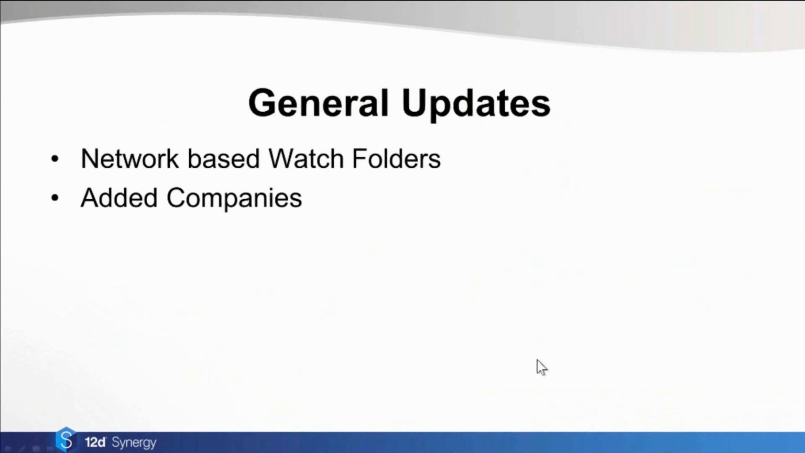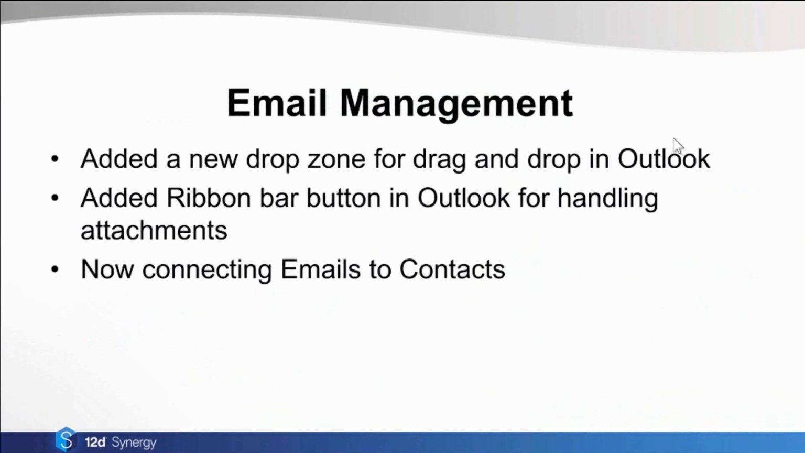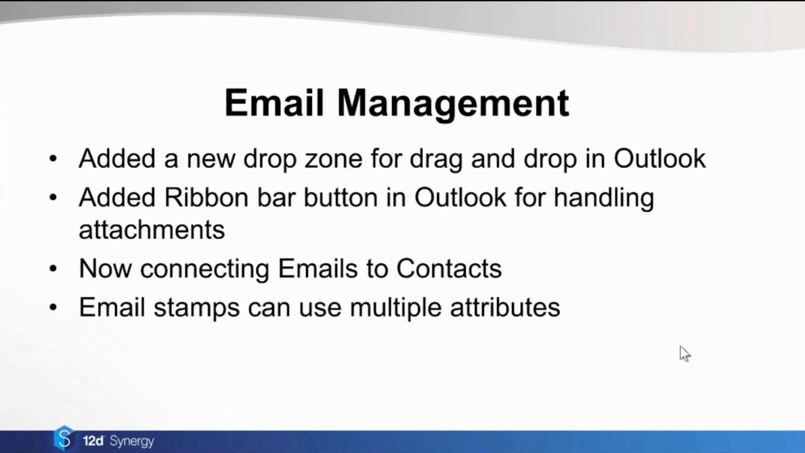Now for Outlook, the ribbon bar now has a button that you can save attachments from the emails, which makes it really, really easy. Connecting emails to contacts is really about conversation tracking, so that threads in an email will be grouped together. Also, when you look at contact information, you can see all the emails that have been sent to and from that contact. For many clients, the email management feature has actually been the sole reason for them adopting the 12D Synergy system.